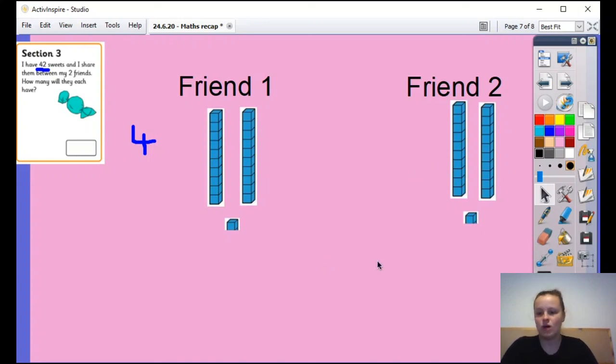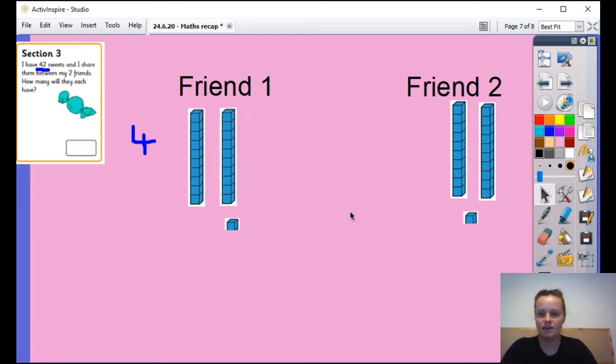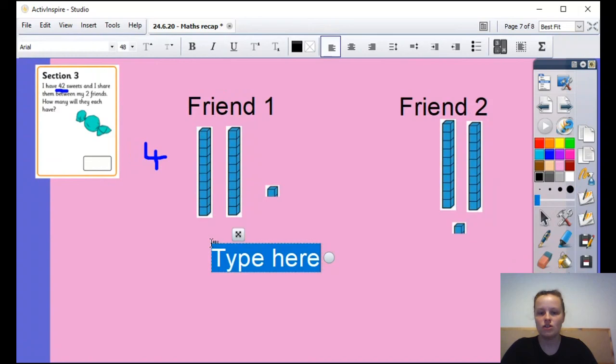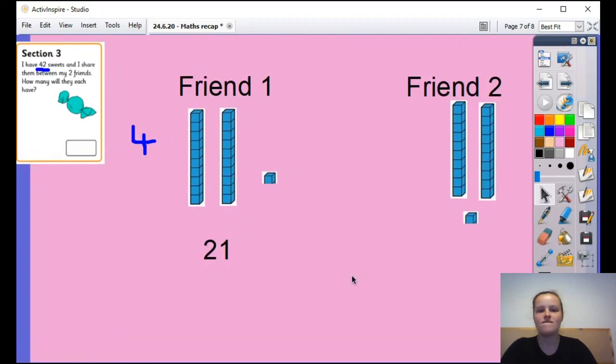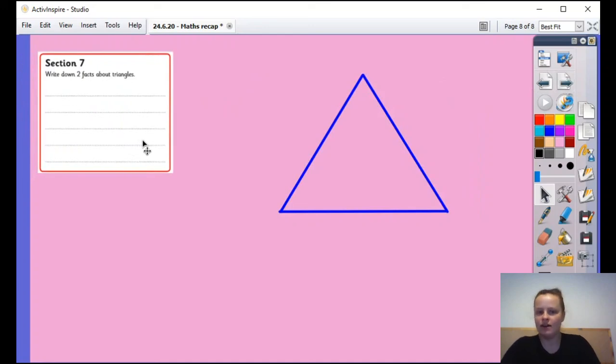Yes. Now we need to work out how much this is worth. How many sweets would they actually get? They're not getting 2 and a 1, are they? So what are these rods worth again? They're worth a 10. So let's count together. 10, add another 10, equals 20. 20, add 1. What's 20 add 1? 21. So they would both get 21 sweets each. Fantastic. Did you get that right? Okay, so moving on. Nice easy question.